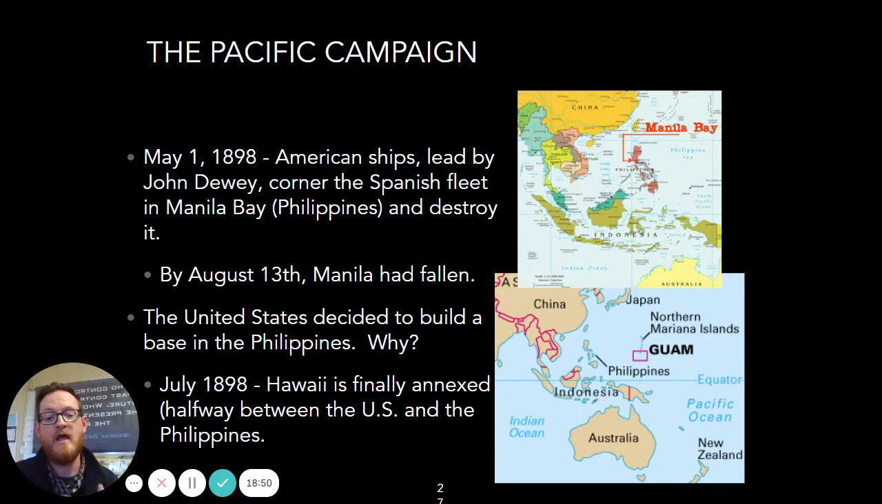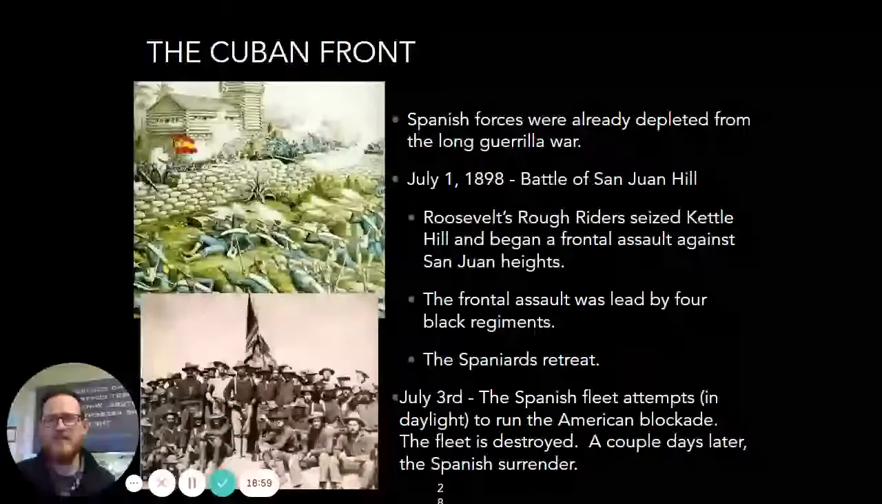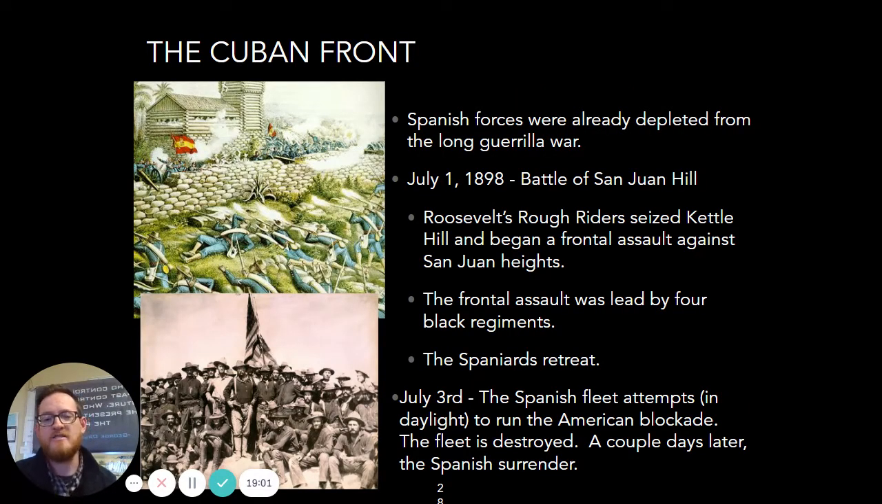July of that year, Hawaii would officially be annexed finally. And again, remember that strategic location there in the middle of the Pacific. The Cuban front of the war. Spanish forces, again, like I said, they were not prepared. They weren't ready for this. Spanish forces were already pretty depleted from the long guerrilla war they had been fighting.